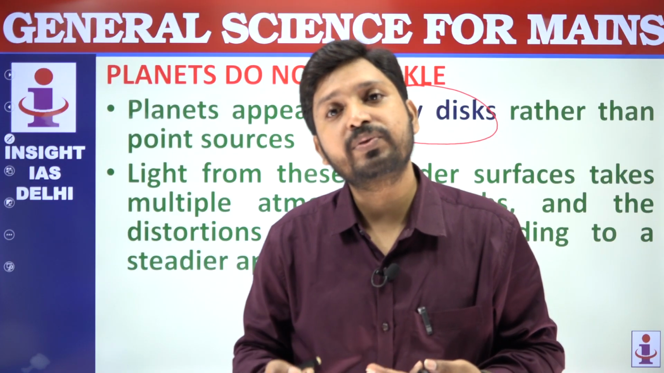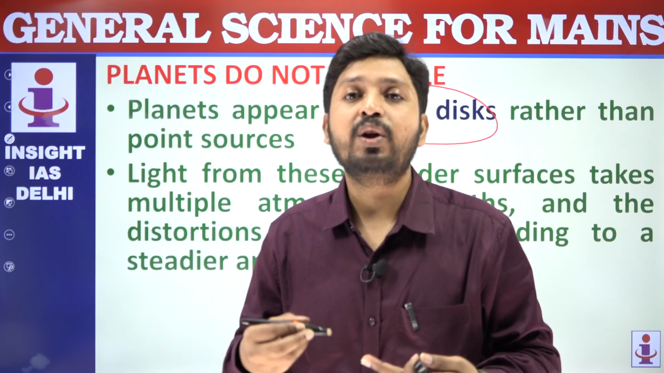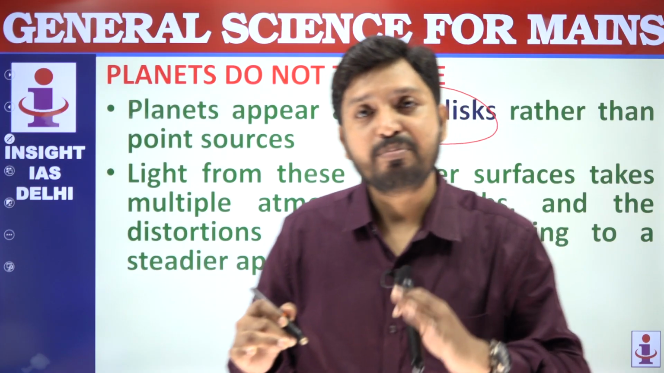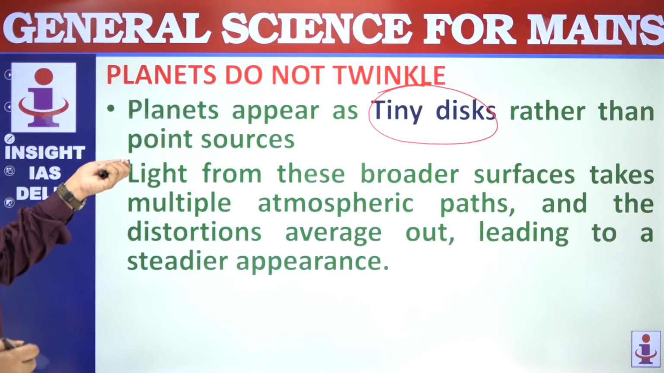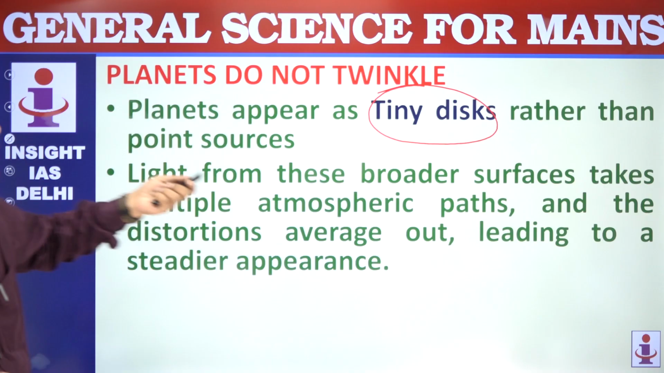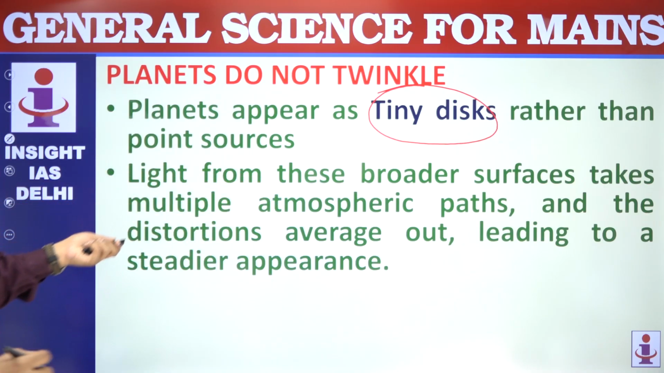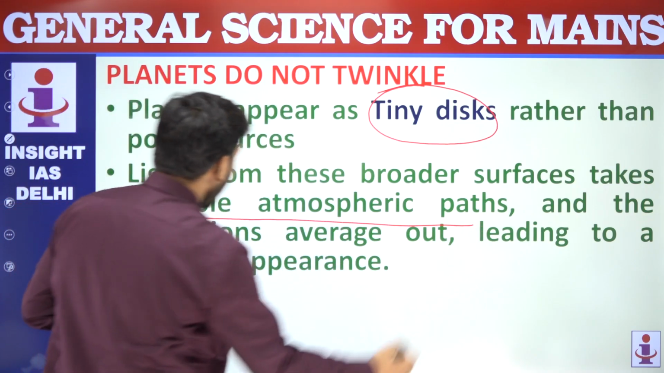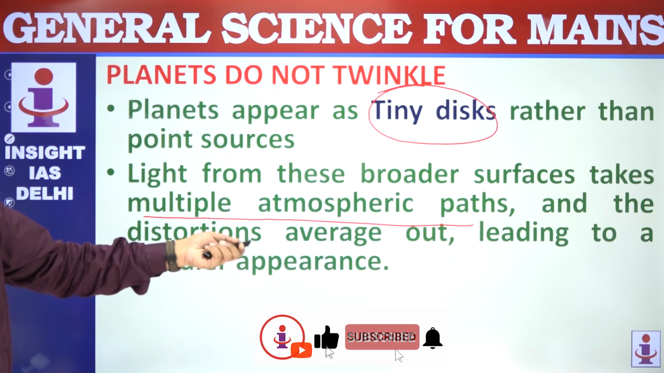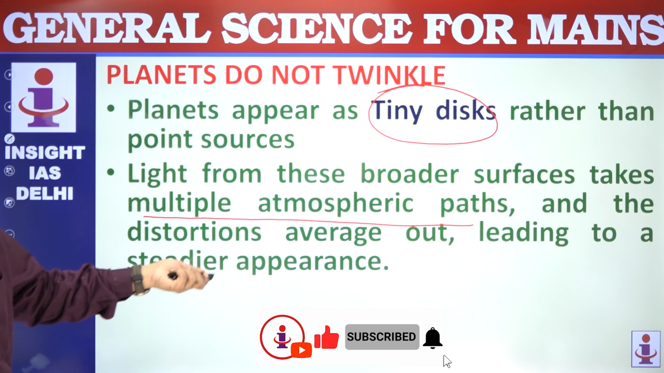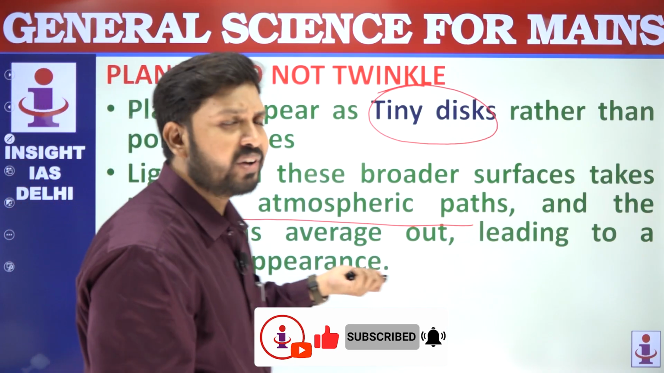Because of this, we cannot see the twinkling phenomenon with respect to the planets. Okay, so let's read this one. Planets appear as a tiny disk rather than a point source, and the light from these broader surfaces takes multiple atmospheric paths, and the distortions average out, leading to a steadier appearance. This is what we have discussed, right?